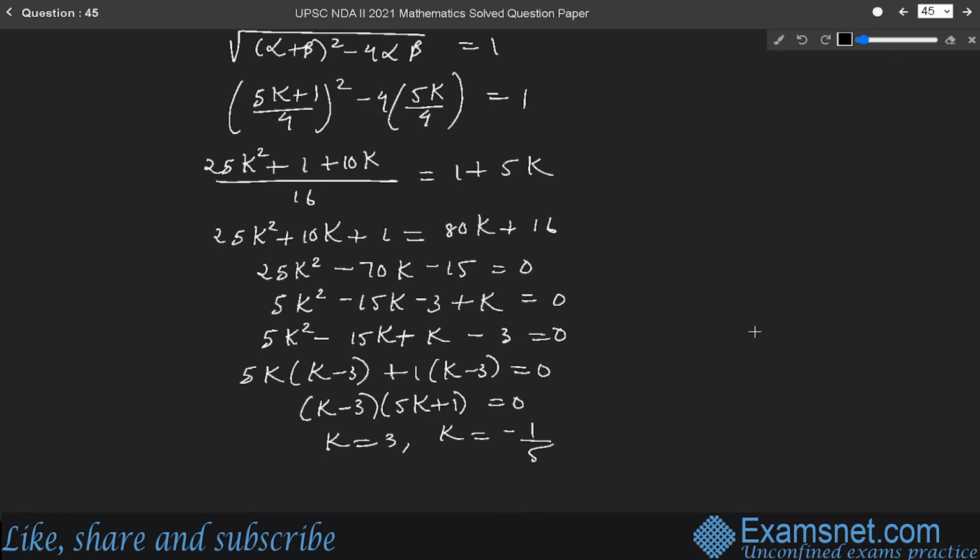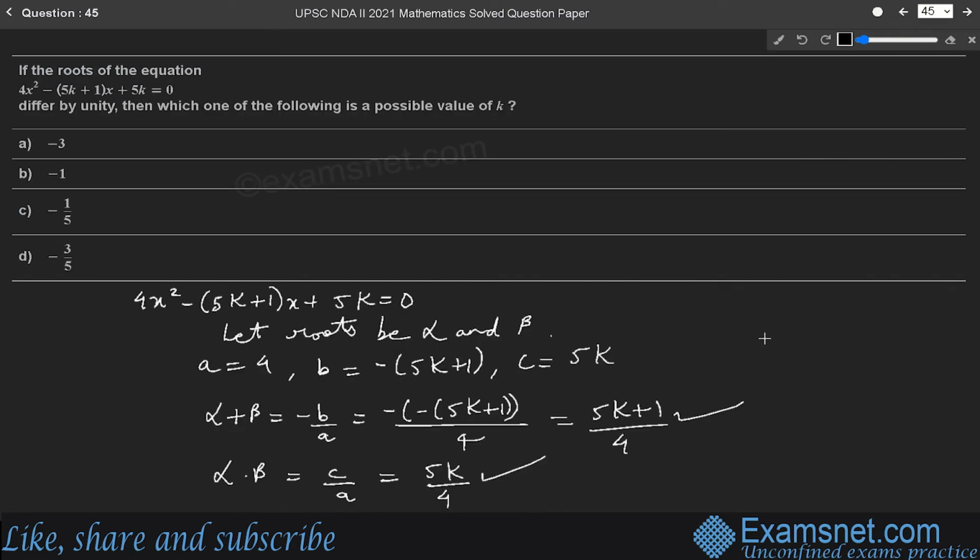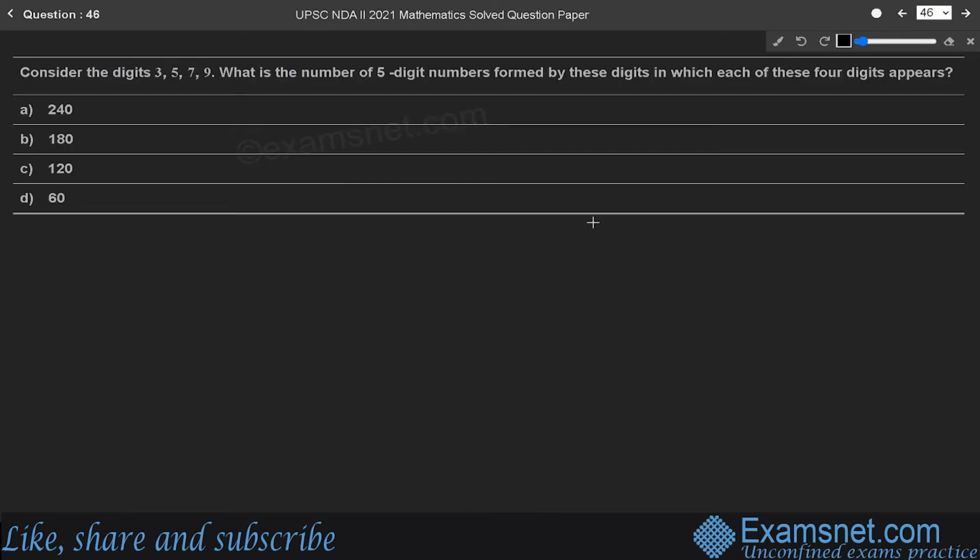So these are both the values for k, and from the options, the correct option will be minus 1 by 5. There are two values of k which we have found, one is 3 and one is minus 1 by 5. So out of all the options, option C is correct for this question.